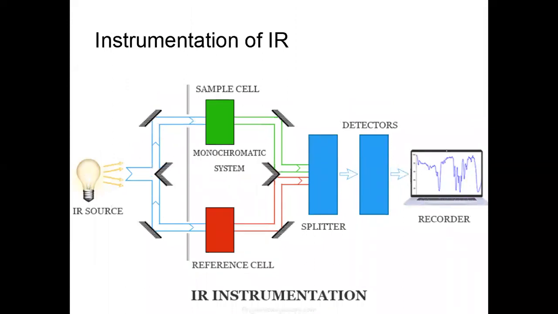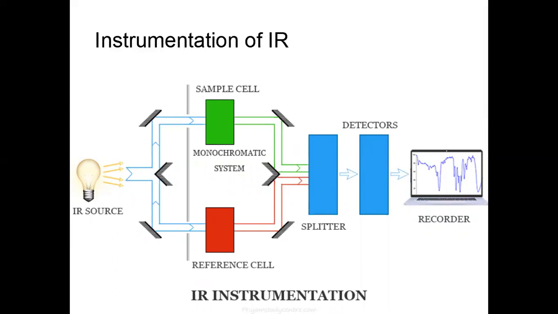Instrumentation of IR, and basically this is the main part of today's presentation. In this picture we can see there is a required IR source which produces a light and falls on the prisms, and there is a sample cell and reference cell. We use two kinds of cells, sample cell and reference cell, and it is called the monochromatic system.